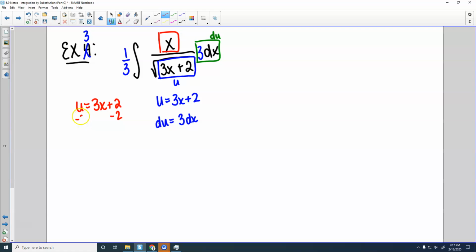So we're going to subtract 2. So u minus 2 equals 3x. Then we'll divide by 3. And so we get u minus 2 divided by 3 equals x. So all of this stuff right here is u minus 2 divided by 3. Questions?